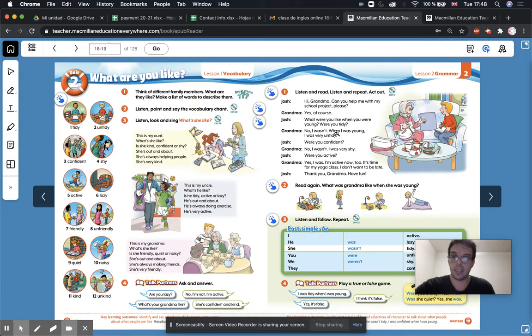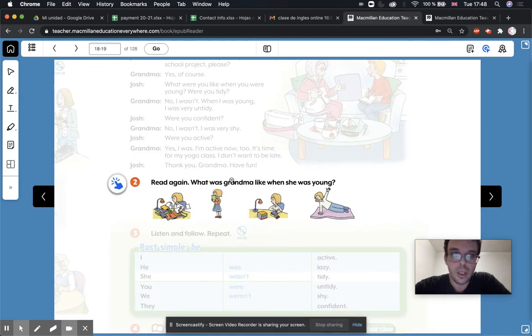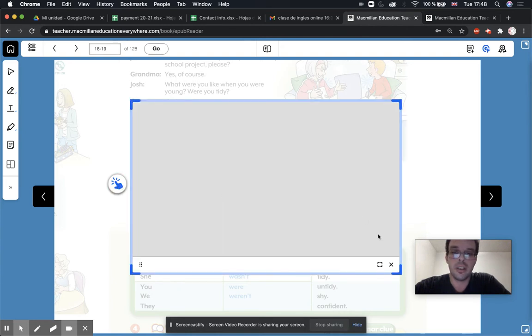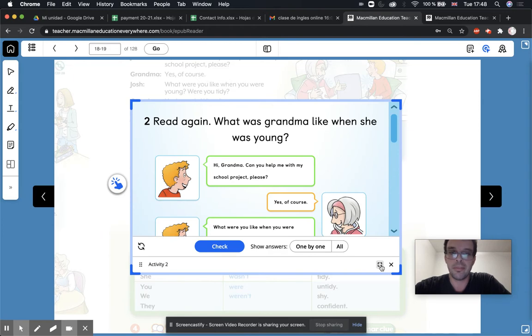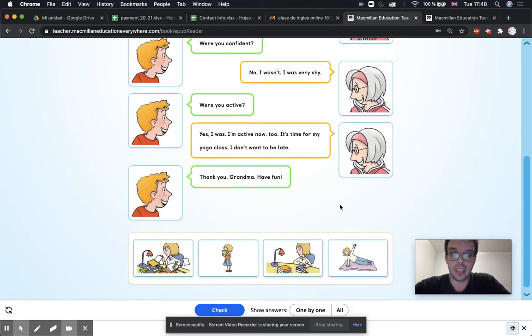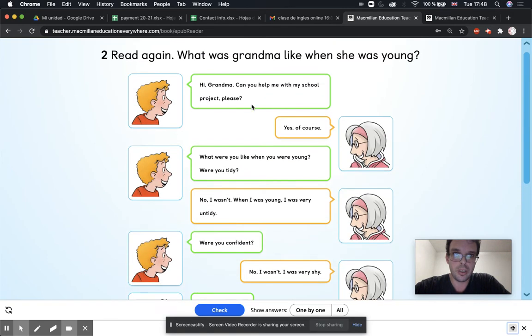Let's go. Okay, so let's have a look. So here it says, "What was Grandma like when she was young?" ¿Cómo era la abuela? Okay, so what was Grandma like? She was.